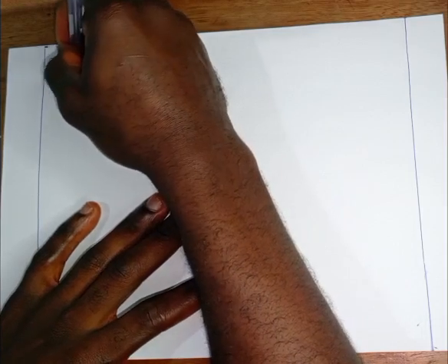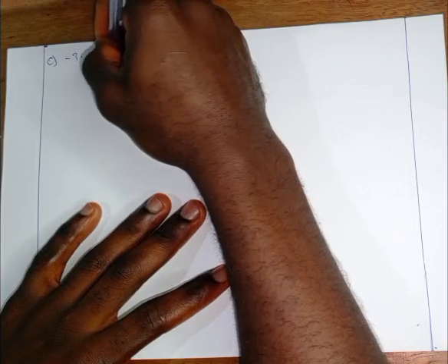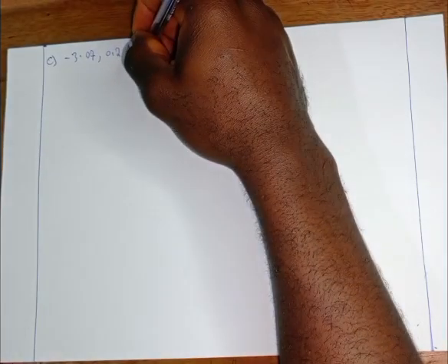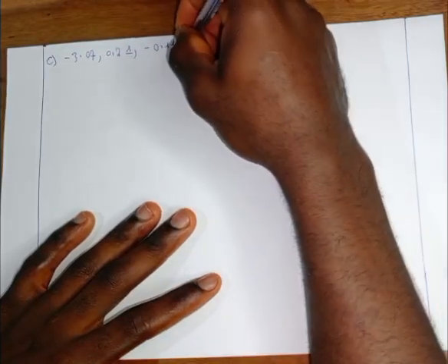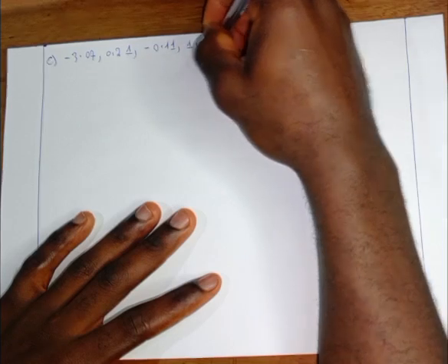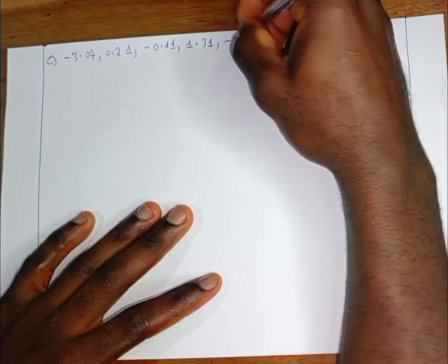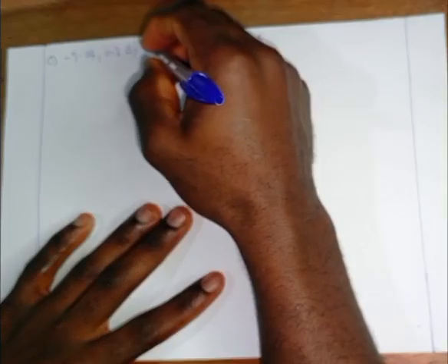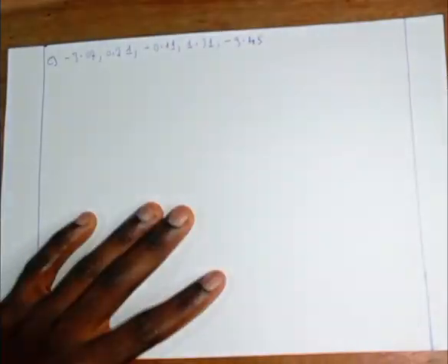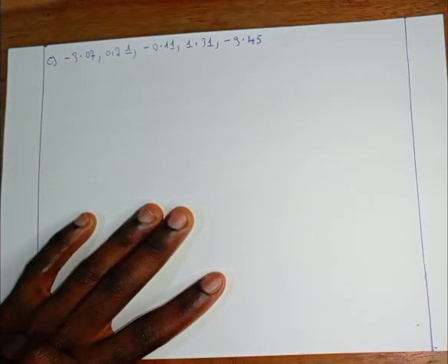For C, we have negative 3.07, 0.21, negative 0.11, 1.31, negative 9.45. We are to arrange these decimals in ascending order. You will see that we have negative decimals here and positive decimals. First, for the negative decimals, for us to arrange them, we know negative numbers are always less than positive numbers.